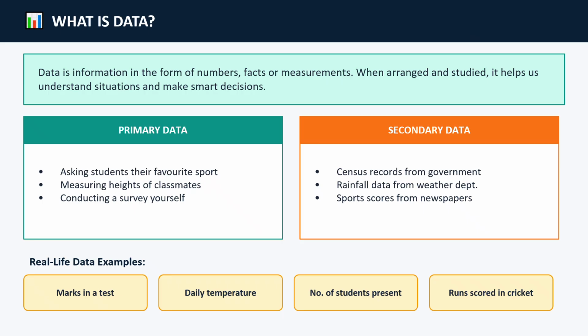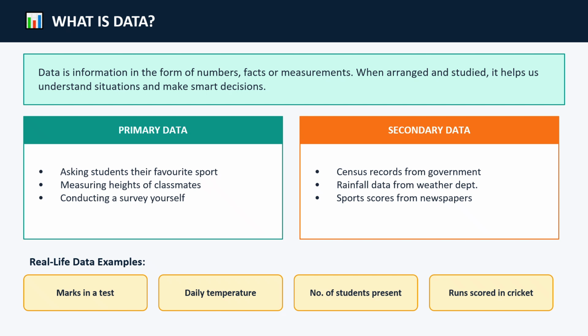What is data? Data is just information. It can be numbers, facts, or measurements. For example, your test marks, daily temperature, number of students in class, or runs scored in cricket. All of this is data. There are two types of data. First is primary data. This is the data you collect yourself, like doing a survey in your class. Second is secondary data. This is collected by someone else, like census data or weather reports.